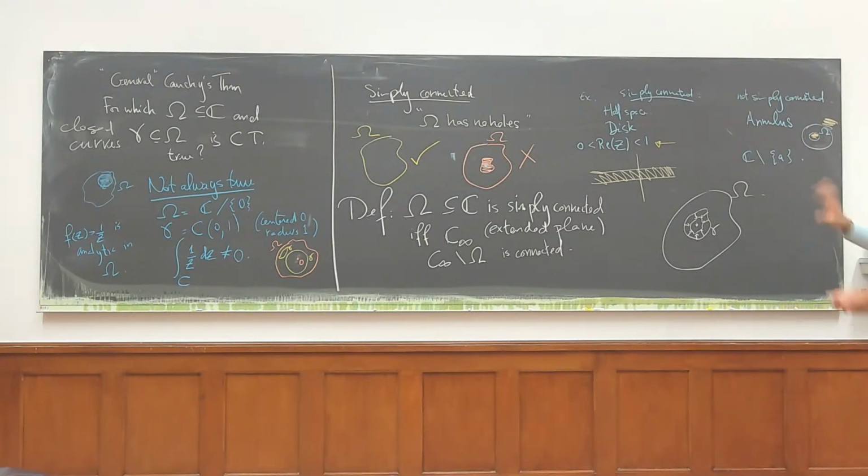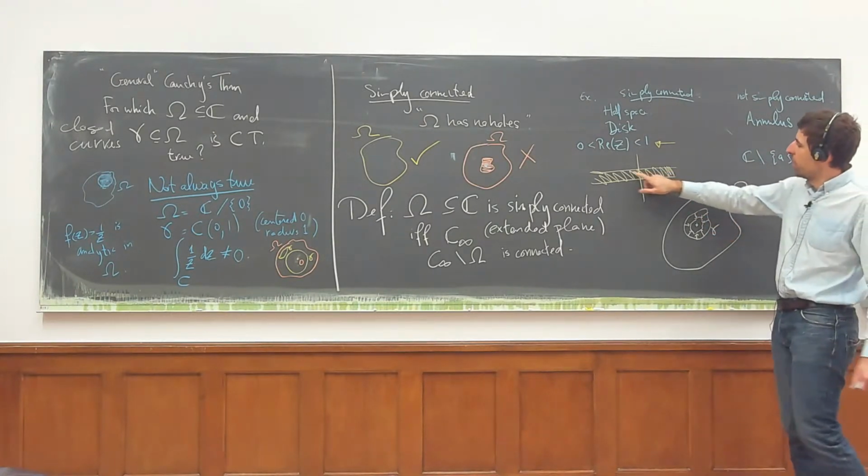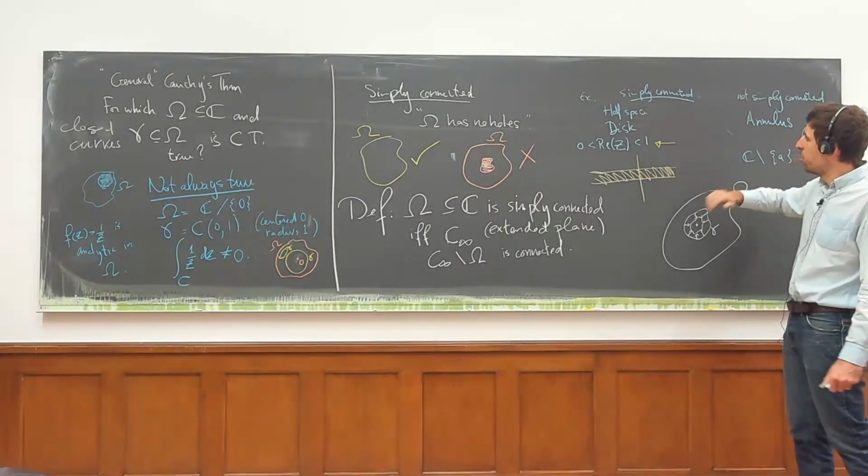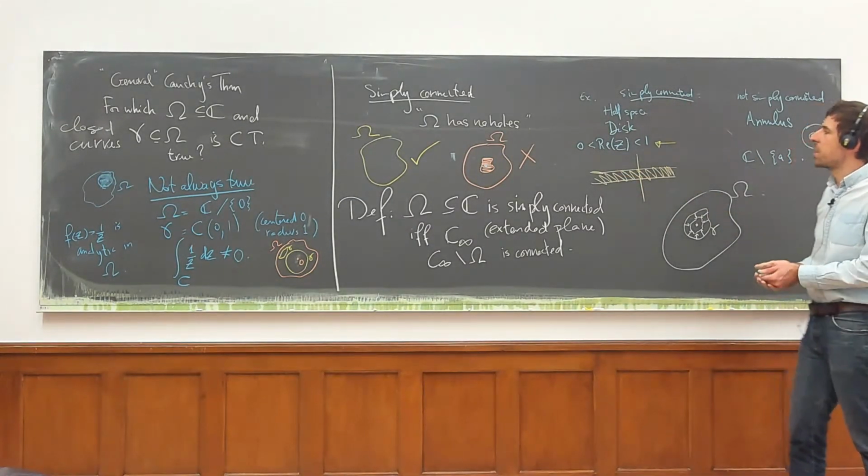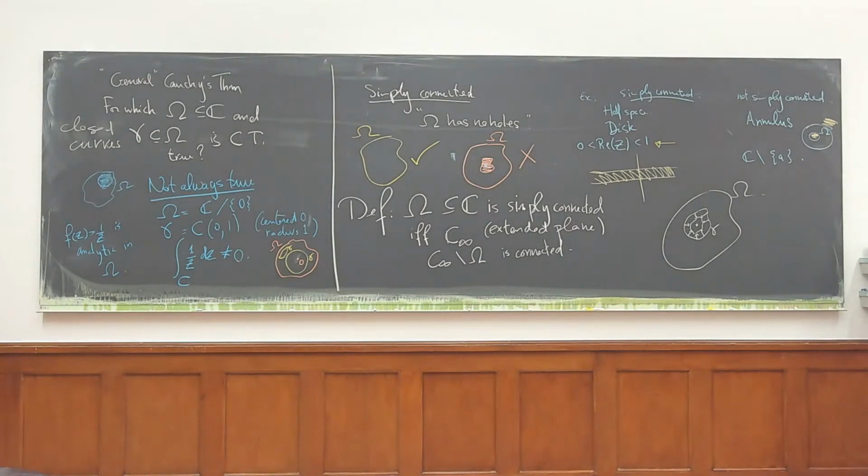It's worth just thinking about: if you have a curve in this set, you can definitely contract it to a point. Same thing in a disk, same thing in a half space, and so on. While in the annulus, you definitely cannot, because in the annulus, if I have a curve that loops around the hole in the annulus, I cannot contract it to a point.